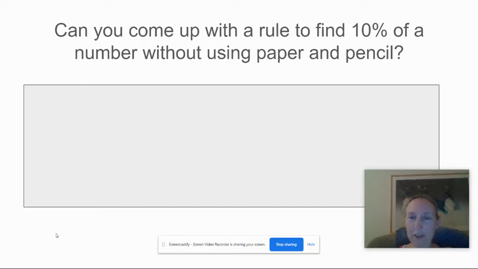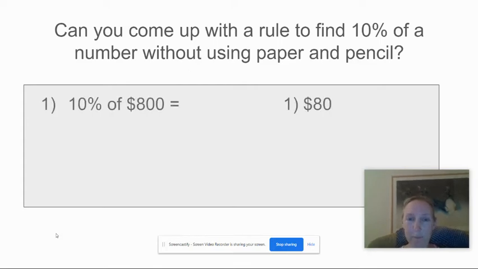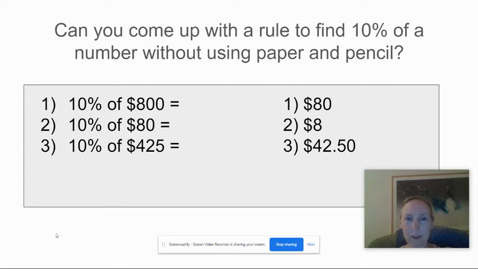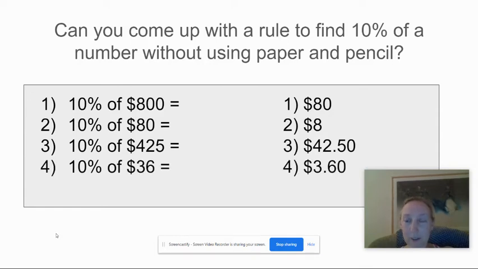So I want you to look at these 5 examples and see if you can come up with a pattern that will give us a rule for finding 10% of a number. So you're going to read these examples as I click them in and see if you can see a pattern emerging. Here comes the second example. Maybe some of you already see a pattern. A third example, is your pattern still working? Is it still holding true? There's one more example.